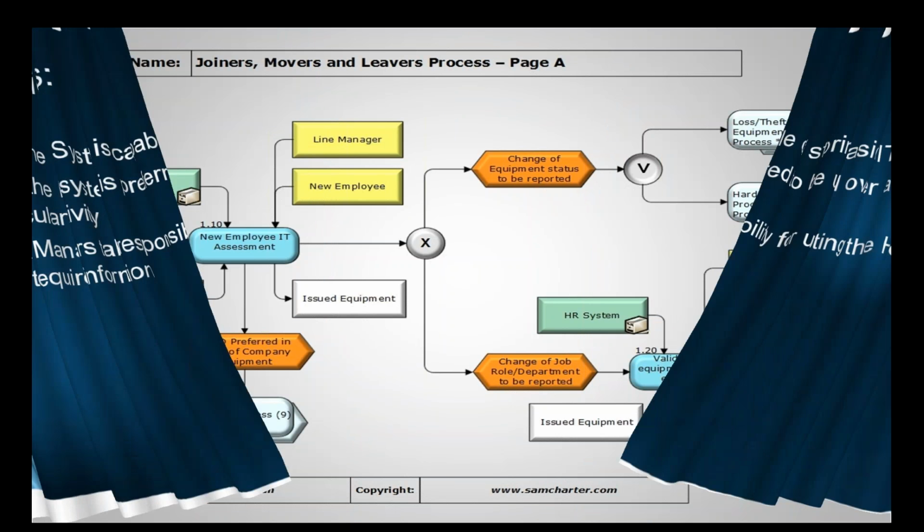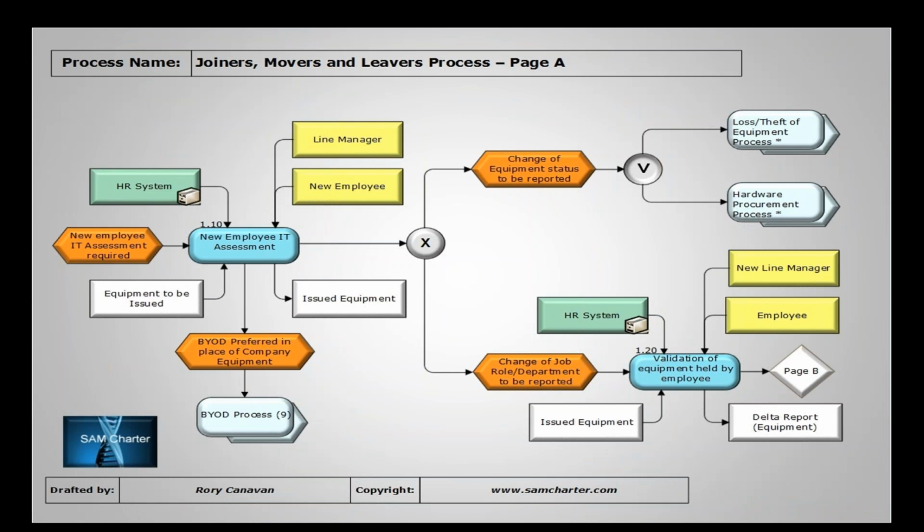So let's actually walk through the process itself. So the process is triggered when we get a new employee or a new contractor or a new third party needs access. Somebody needs to be responsible for assessing what equipment, in the case of IT asset management, or what access for information security is required by that individual. So if it's an employee or a contractor, it will be the line manager or the person who's engaged that contractor. If it's a third party, it would be whoever has requested that these people be allowed access to our systems.